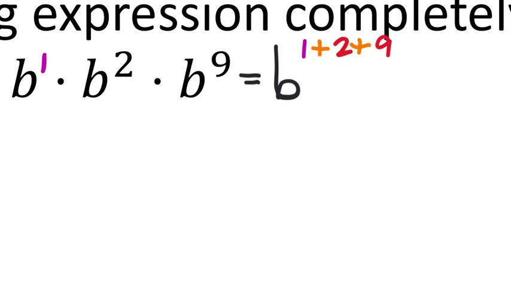So just a little bit more space here. But the base, of course, will not change. But 1 plus 2 plus 9 is going to give us a new exponent of 12. And this b to the power of 12 is our fully simplified expression now.